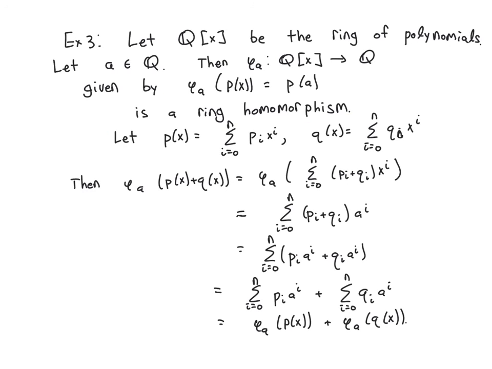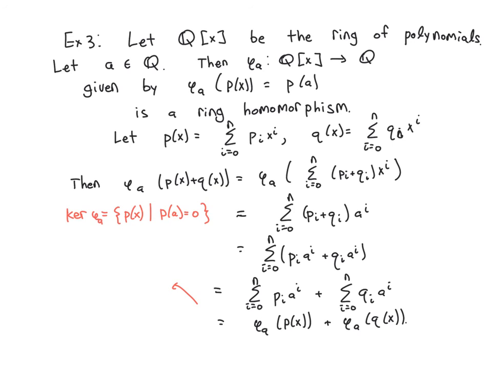Of course, we only showed multiplication. Here's addition. Addition's actually easier. If I add the two polynomials, I just add the coefficients point-wise or term-wise. Replace x with a, distribute the sum, and then realize I've just evaluated the two polynomials separately and then added the result.